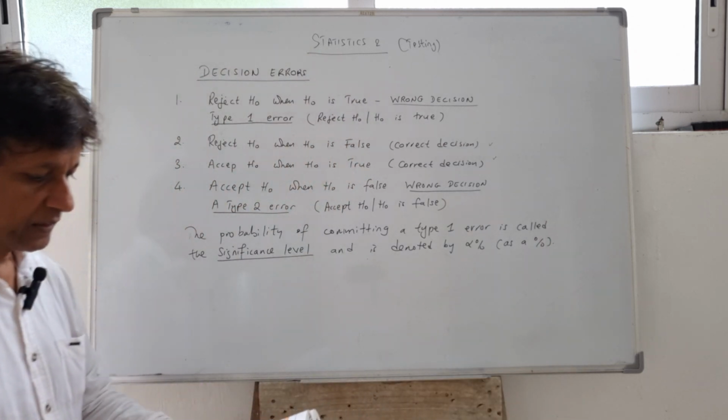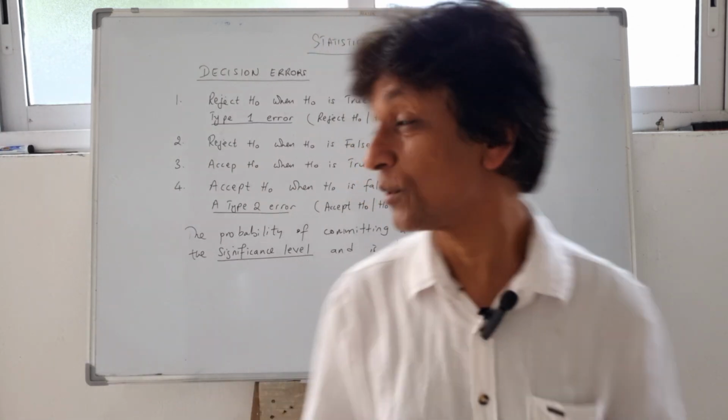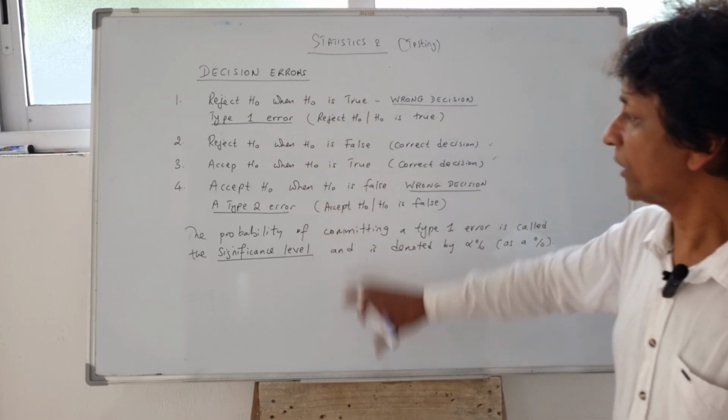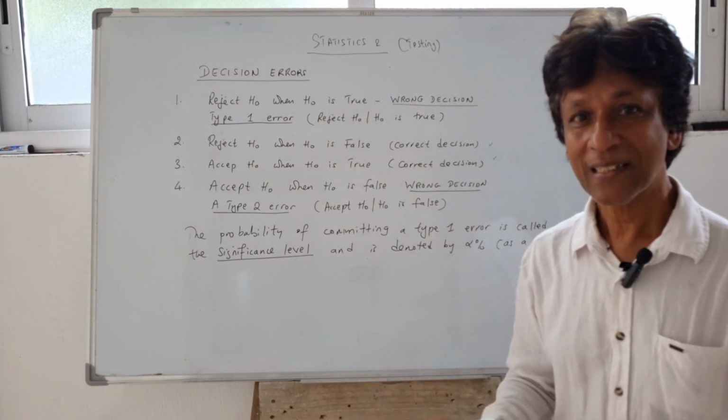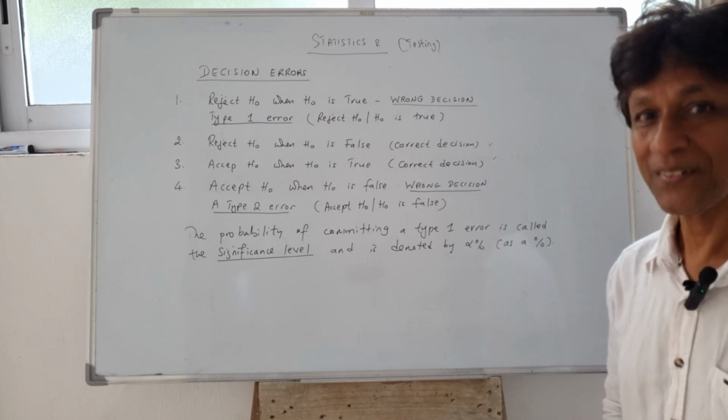Okay, so this is what we have when it comes to decision errors. So we're going to be looking at all these aspects throughout clear-cut examples. I thank you for your attention.